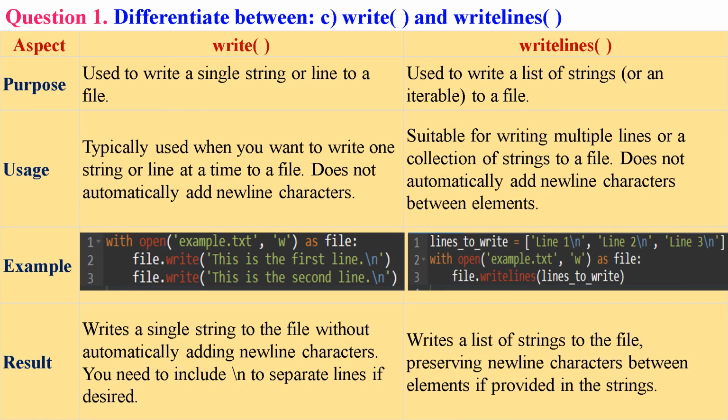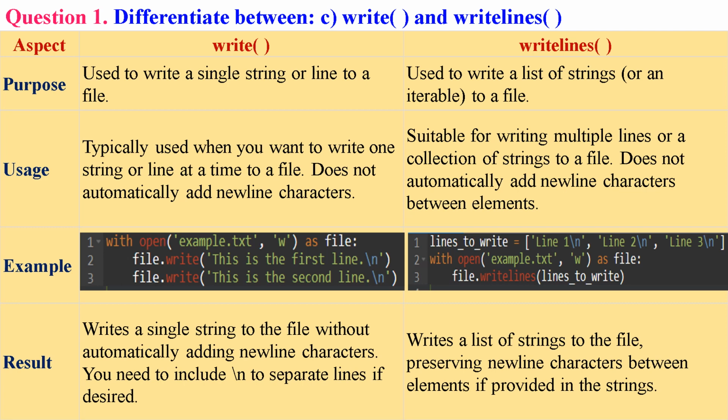Question 1. Subdivision C. Differentiate between write and writelines function. Write function. The write method is employed to write a single string or line to a file. It is typically used when you want to write one string at a time, and it does not automatically add newline characters to separate lines. For example, if you use the write function to add lines to a file, you need to manually include \n to indicate line breaks.